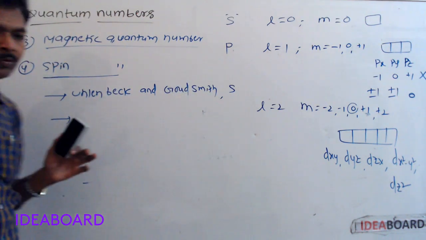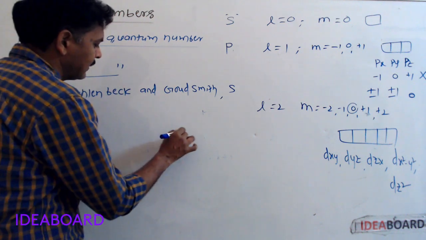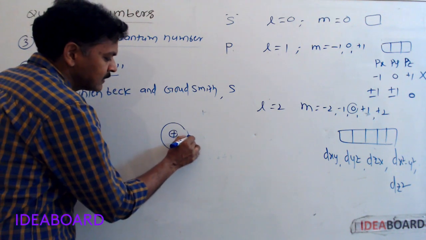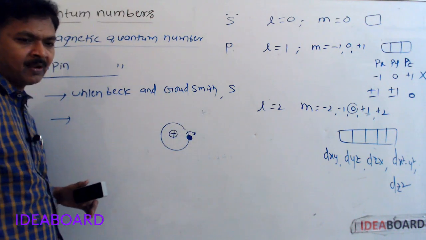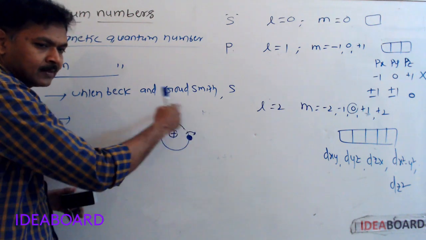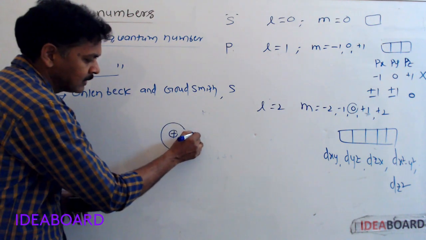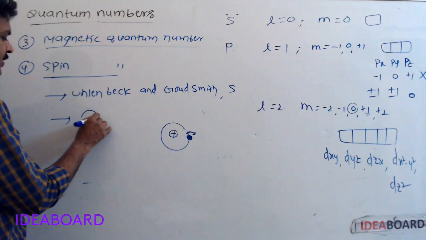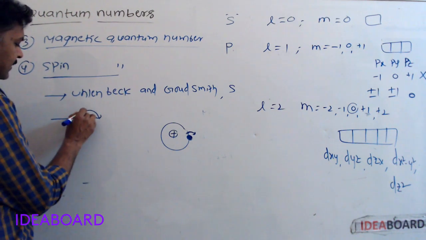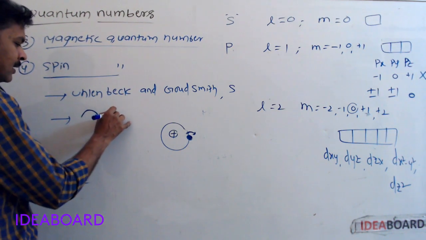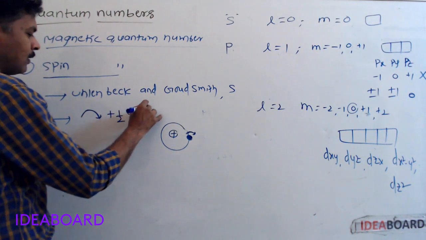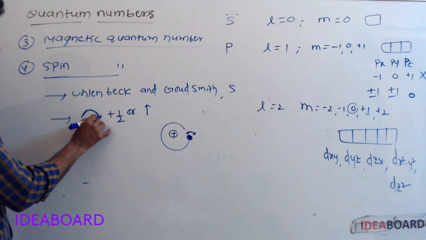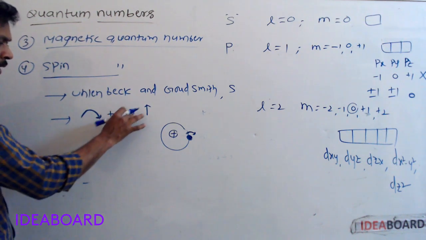The electron revolves around the nucleus. At the same time, it spins around its own axis. If the electron spins in the clockwise direction, it is denoted by plus 1 by 2 or an upward arrow mark.